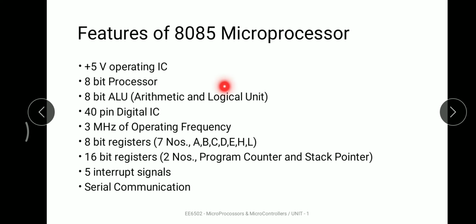And now we are coming to discuss the features of the 8085 microprocessor. This is a 5-volt operating IC, an 8-bit processor. This microprocessor can do 8-bit processing, arithmetic and logical operations. So it has an 8-bit ALU. We know that the microprocessor is the brain of our embedded system.